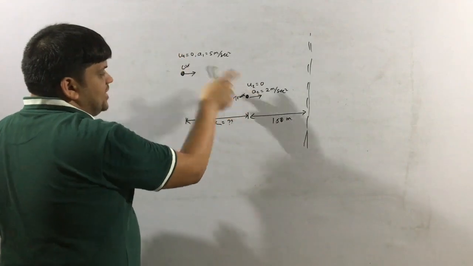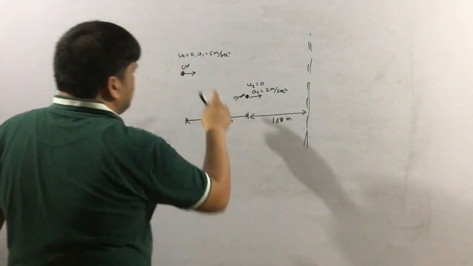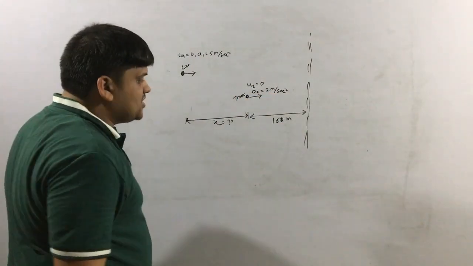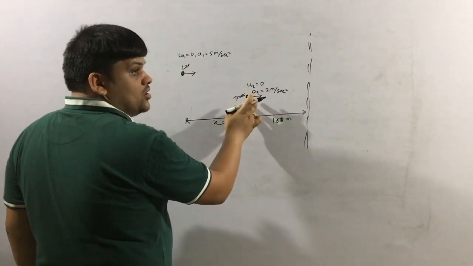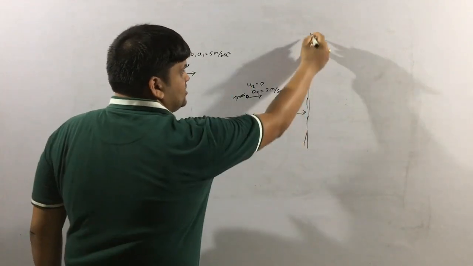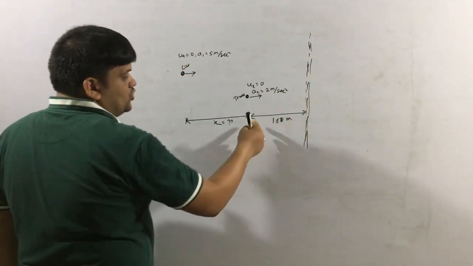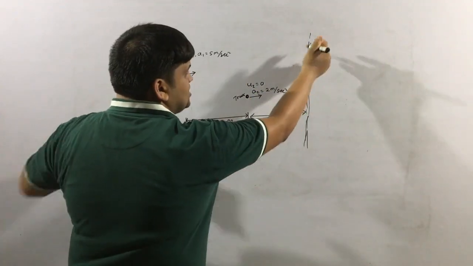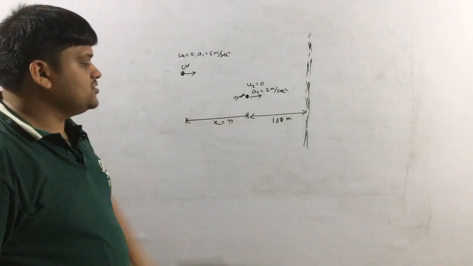Initially they are at rest, or they have started from rest. The car has an acceleration of 5 meter per second square, the truck has an acceleration of 2 meter per second square, and the car overtakes the truck after the truck has moved 150 meter. Let the car overtake the truck somewhere here. So the truck has moved 150 meter and the car has moved this much distance, and they are going to meet here, where the car overtakes the truck.